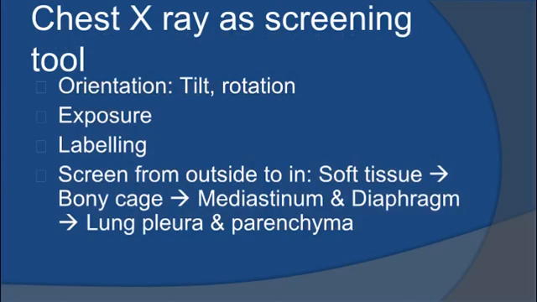As already mentioned, chest X-ray should be screened for labeling, tilt, rotation, exposure. Chest X-ray should be screened from outside to inside so as not to miss any findings. Soft tissue is screened first, followed by the bony cage, mediastinum, diaphragm, pleura and then lung parenchyma.